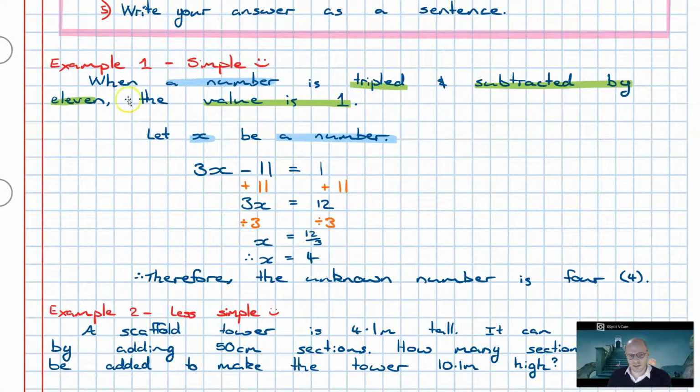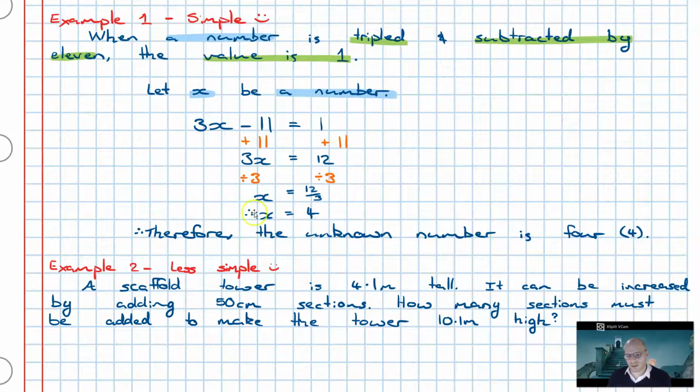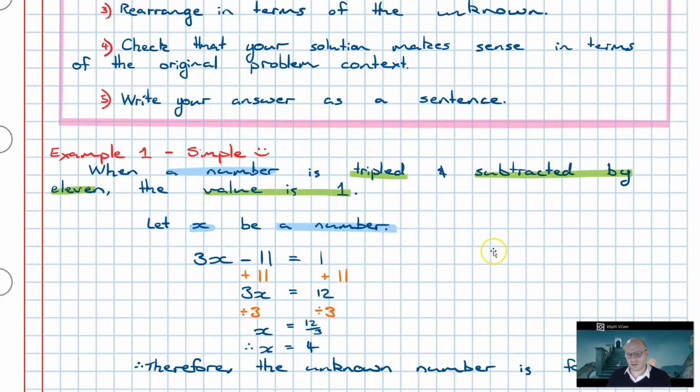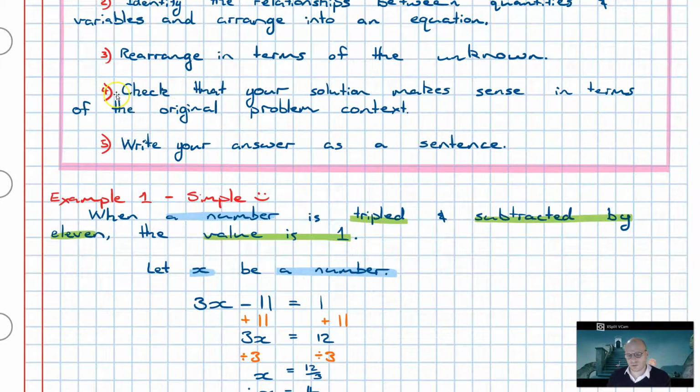So what you can see is that when a number is tripled and subtracted by 11, the value is 1. We have a definition of what we're trying to find here. So let x be a number. We have the mathematical statement, or the mathematical model, 3x minus 11. And then we have the final part. So therefore the unknown number is 4. The only step I skipped in this was step 4. So check that your solution makes sense in terms of the original problem context.